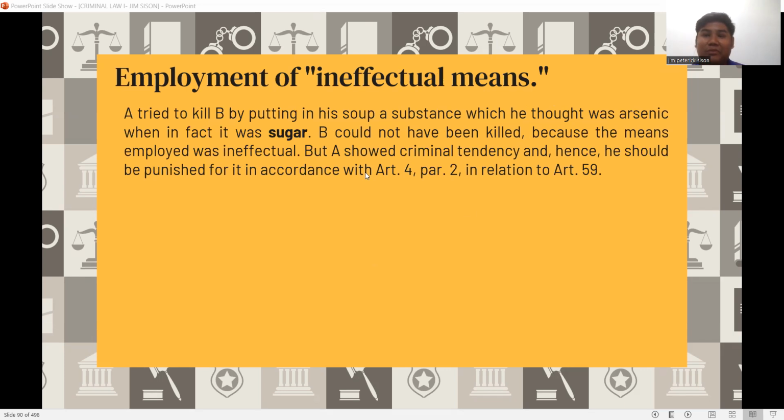Next, employment of ineffectual means. Ineffectual meaning wala epekto. So example, again, A tried to kill B by putting in his soup a substance, okay, which he thought was arsenic, when in fact it was sugar. So B could not have been killed because the means employed was ineffectual. Wala epekto, okay? Because it's sugar, it's not arsenic. But A showed criminal tendency and hence he should be punished for impossible crime. Okay?